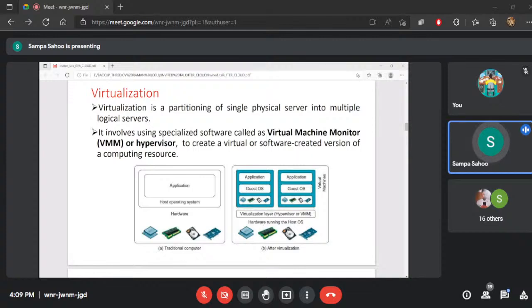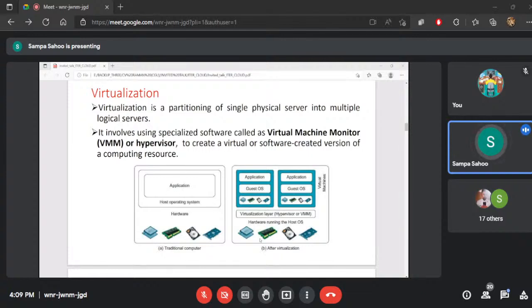So traditionally, you have computer hardware. Then on top of it, an operating system is there. After that, various applications are running. But after virtualization, what happens? With the help of this VMM software or hypervisor, a virtual instance of that hardware can be created.